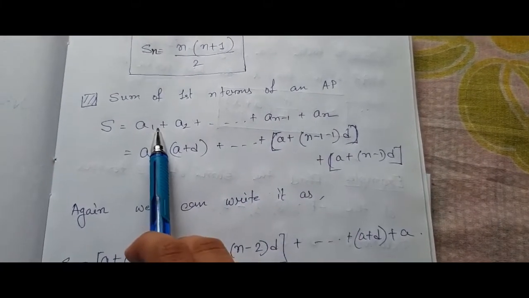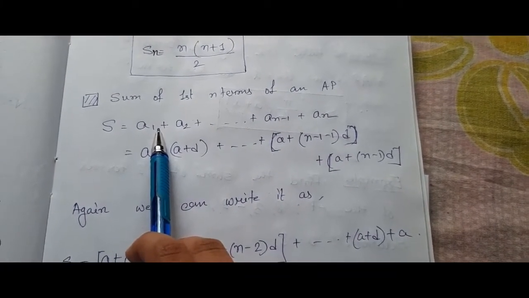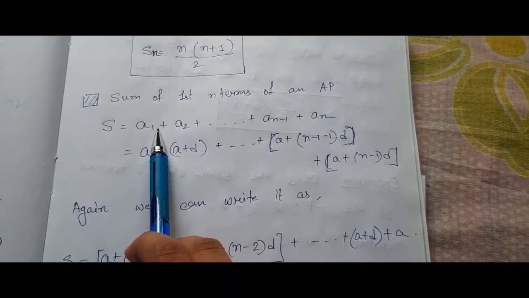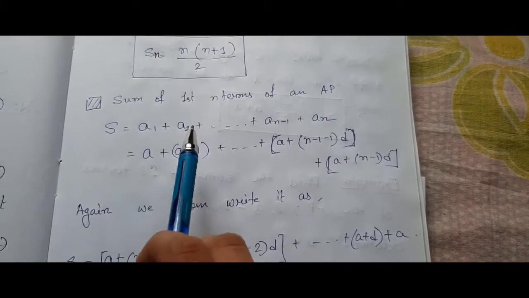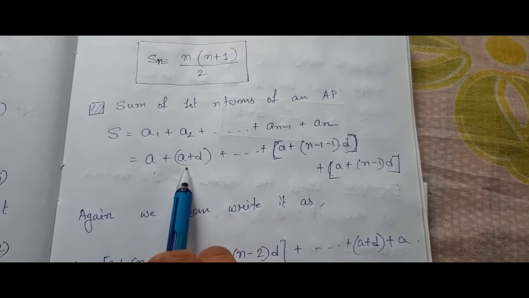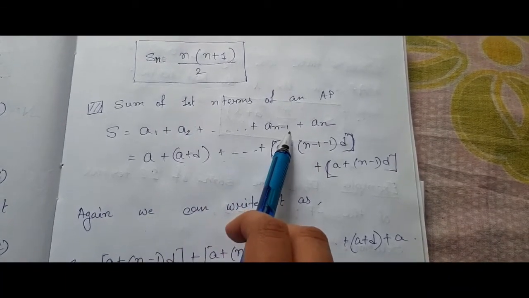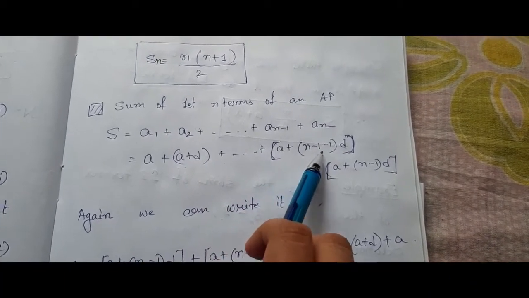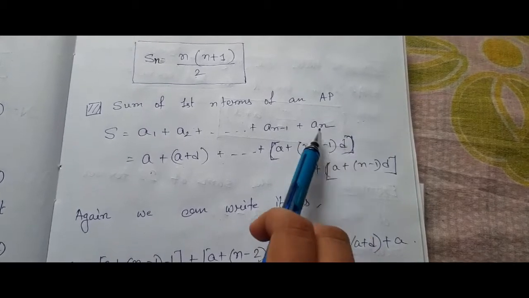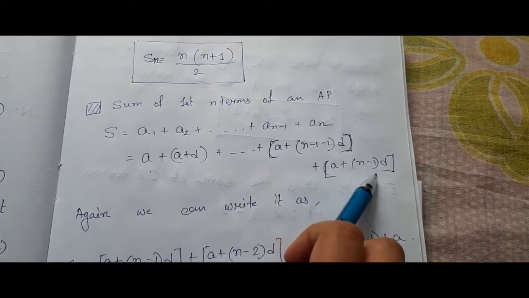So a1 is the first term, and the first term of a general AP I am considering as a. Now the second term will be a plus d, the third term will be a plus 2d. The n minus 1th term will be a plus n minus 1 minus 1 into d. The nth term will be a plus n minus 1 into d.